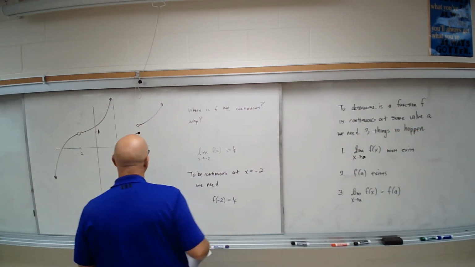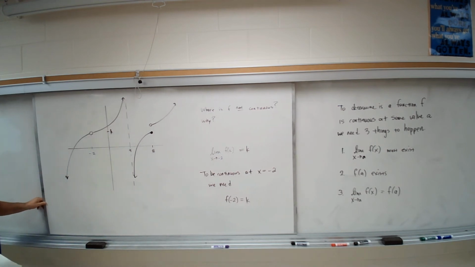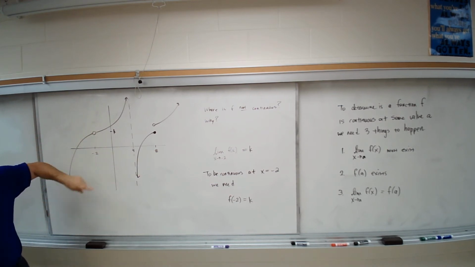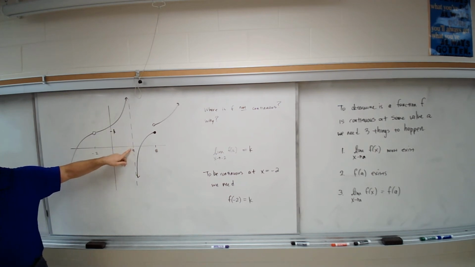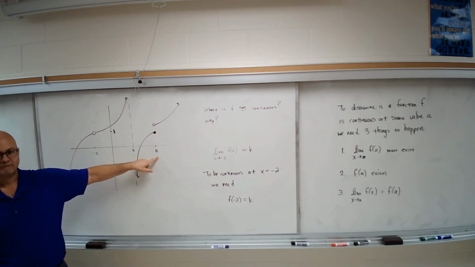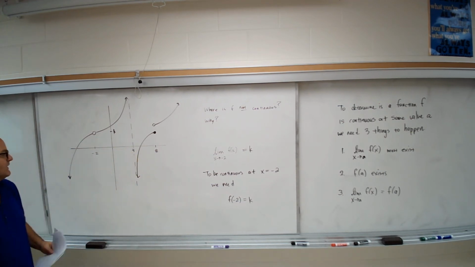So if we go back to our picture here, we can see what happened with these three discontinuities. If we look at -2, does the limit exist? Sure, there's a limit here, right? Is there a value here? No, so it failed step 2. It's not continuous. If we look at 4, is there a limit? No, failed step 1. If we look at 8, is there a limit? No.